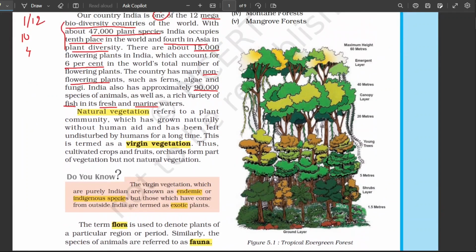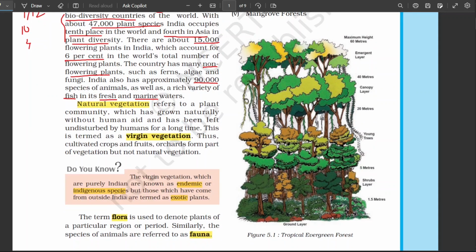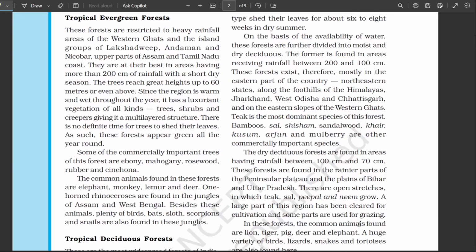Now here is some depiction in the picture. Try not to ignore anything. This is showing tropical evergreen forest, so we will see it during that. Our first topic is tropical evergreen forest. These forests are restricted to heavy rainfall areas of the Western Ghats. इसका criteria क्या है? Heavy rainfall areas. Now we have already studied climate, precipitation, so we can guess where these areas will be. For example, Western Ghats and the island groups of Lakshadweep, Andaman and Nicobar, upper parts of Assam and Tamil Nadu coast. Tamil Nadu, not whole, coastal areas.